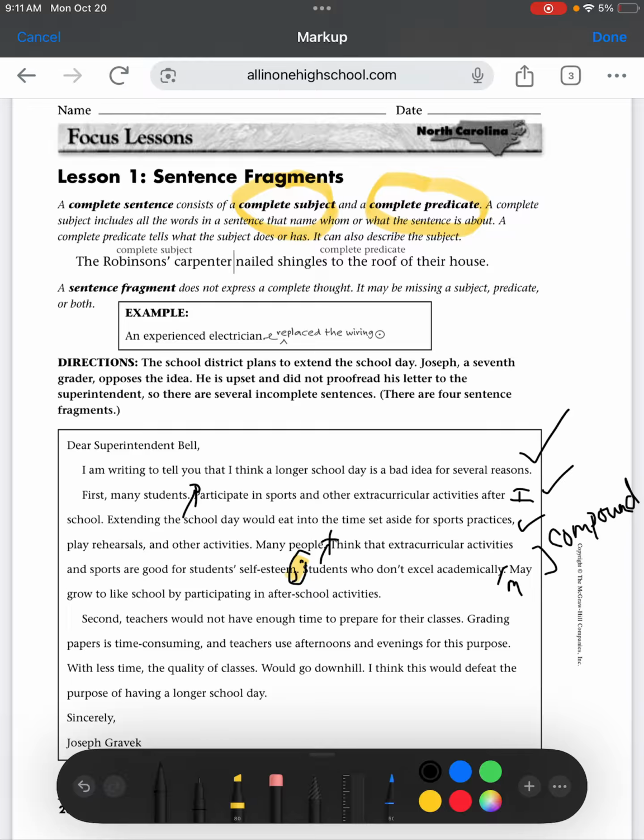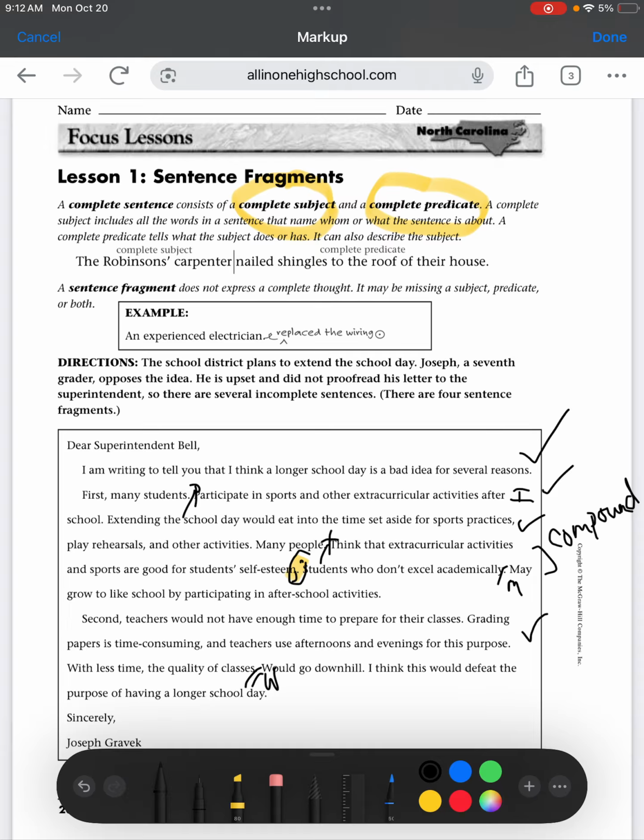Second, teachers would not have enough time to prepare for their classes. Grading papers is time-consuming, and teachers use afternoons and evenings for this purpose. A beautiful compound sentence. With less time, the quality of classes, and then we have a fragment here, so we're going to create the lowercase w, would go downhill.